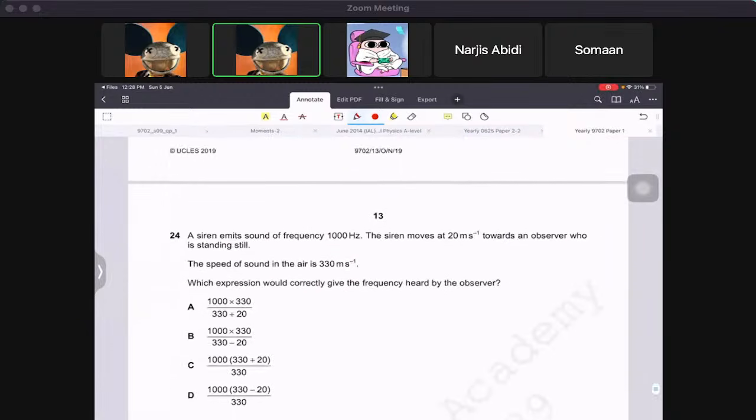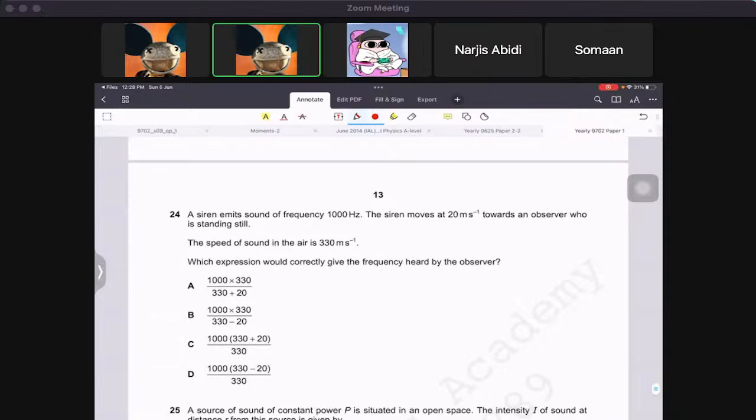The siren emits sound of 1000 hertz. The siren moves at this speed towards an observer who is standing still. Okay. What is the frequency heard? So the observed frequency will be 1000 times 330 divided by 330 minus 20. Okay. This is so easy.